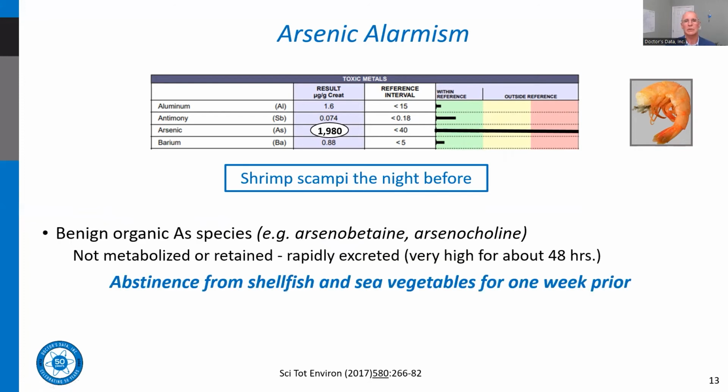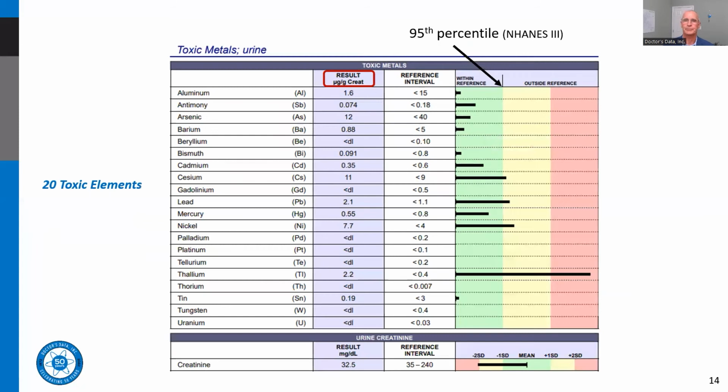Okay, so importantly, when you see levels of arsenic this high, chances are it's from shellfish. Somebody didn't follow those instructions. These are arsenobetaine and arsenocholine, which are not metabolized or retained in the body. They're rapidly excreted in about 48 hours. So abstinence from shellfish and sea vegetables for a week prior to the urine collection is very important to prevent alarmism.